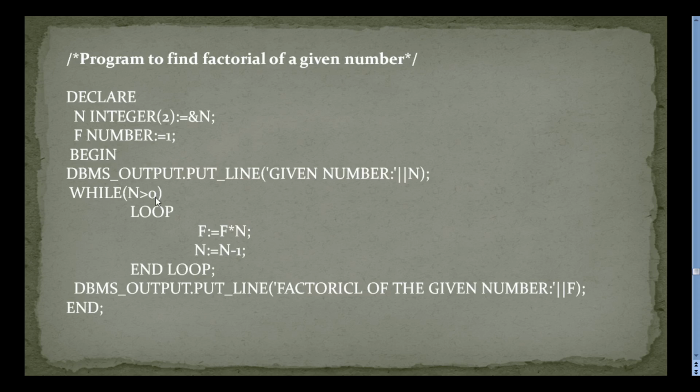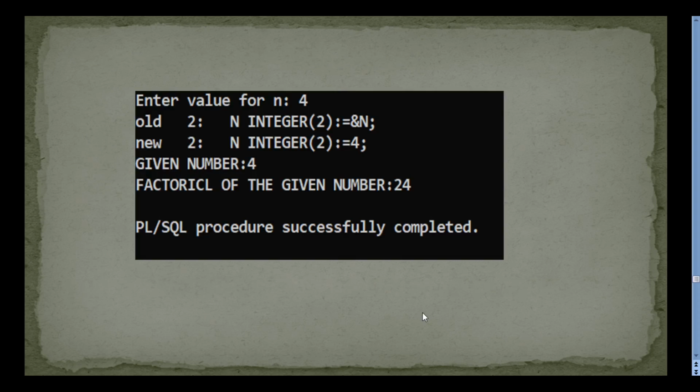Again, 3 greater than 0. 20 into 3, 60. n is 2. Again, 2 greater than 0. 60 into 2, 120. Again, n equal to 1. Condition is true. Then 120 into 1, 120. And n equal to 0. So the condition is false, and the controller automatically exits from this loop and prints this statement: factorial of the given number is f. Just see this.